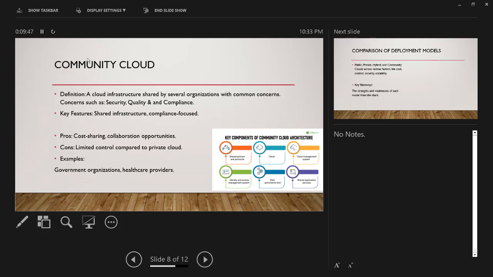Some of the cons are that they have limited control compared to private cloud. But some of the major benefits are that you get to cost share, you also get to collaborate, and you also have high security compliance.